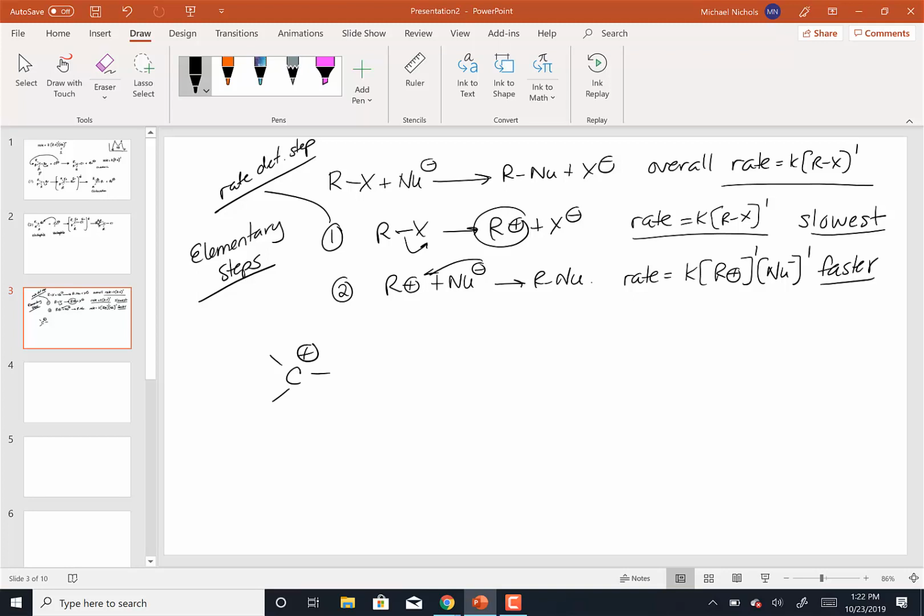What are their features? For instance, we could have a tertiary carbocation, we could have a secondary carbocation, we could have a primary carbocation, we could have a methyl carbocation. Which one of those is the most stable? Tertiary? Do we agree it's tertiary?